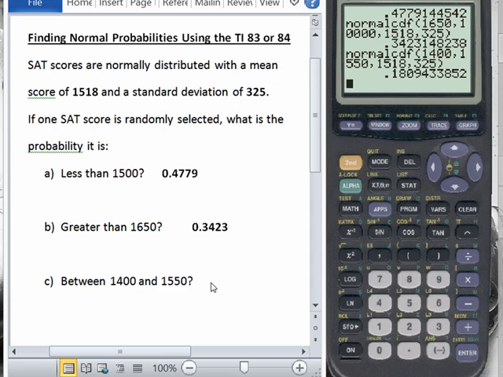And so I get 18%, 0.1809 probability that my score is in between 1400 and 1550. So you can see that using the calculator to calculate these probabilities is quite easy. And you don't have to worry about z-scores and so on.